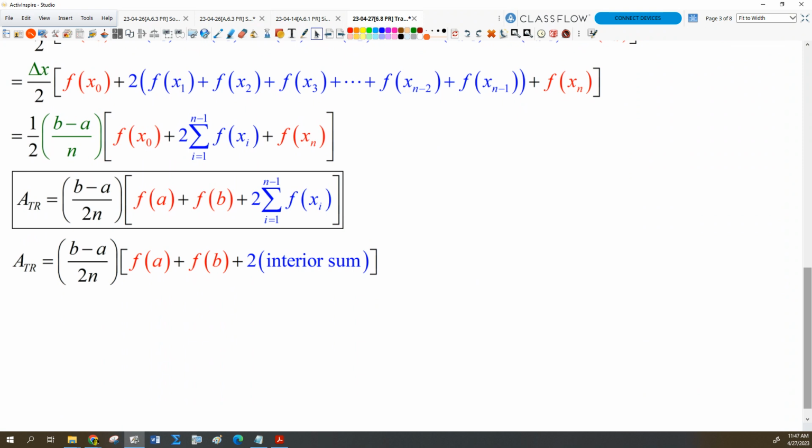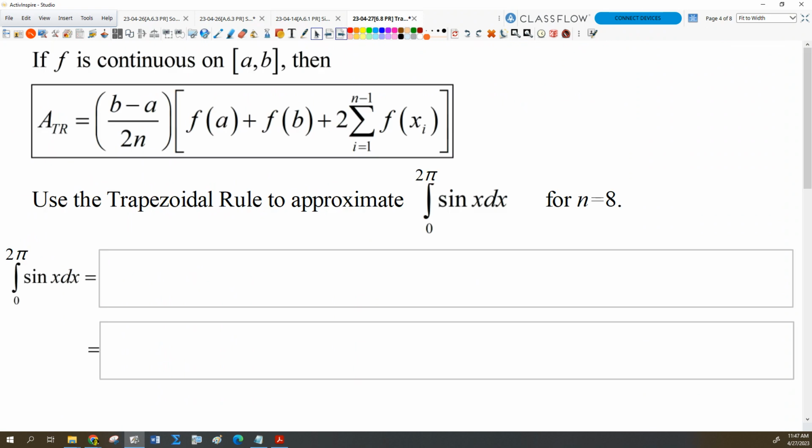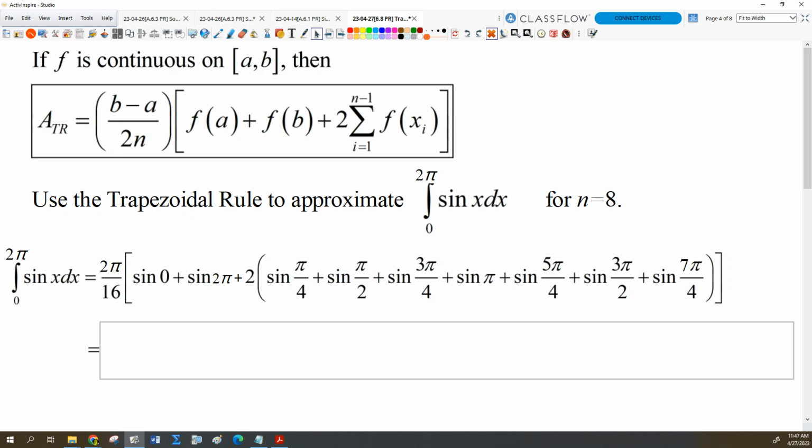Okay? So if we want to actually use this rule, like if I want to calculate the area under a curve for n equals 8, we'll just add it up manually. It's no big deal, right? We would just go b minus a over 2n. Well, that's 2 pi minus 0 over 2 times 8, which is 16, so 2 pi over 16 sits out front. Then I've got f of 0, so sine of 0, plus f of 2 pi, so that's plus sine of 2 pi, plus 2 times the value of the function at each of the other grid points, right?